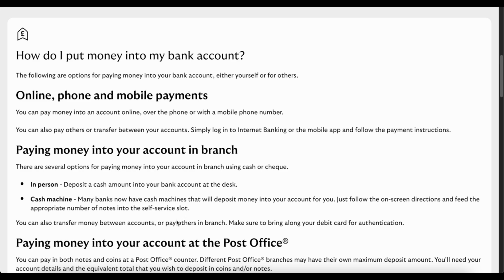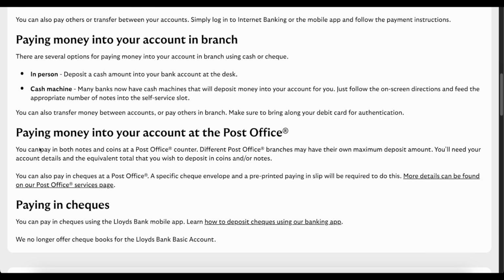And lastly, another method worth mentioning is you can pay money into your account at the post office. Obviously, keep in mind, if you're going to pay by post office, many post office branches may have their own maximum deposit amount. But if you want to pay by post office, you'll need your account details and the equivalent total that you wish to deposit in coins or in notes. And that pretty much covers the basics.